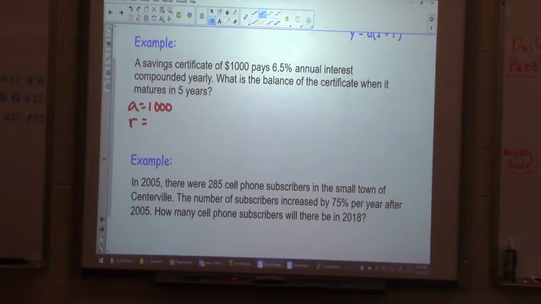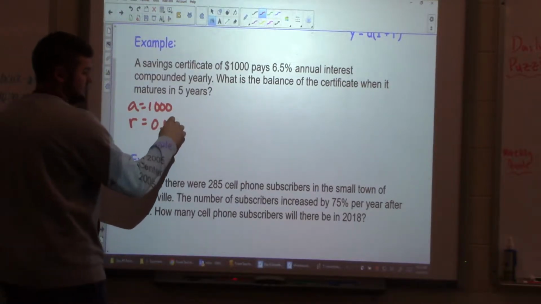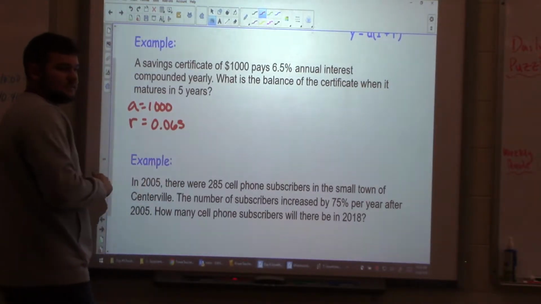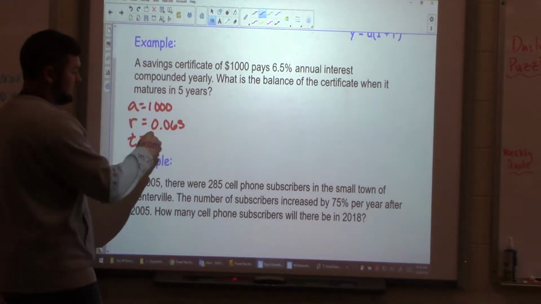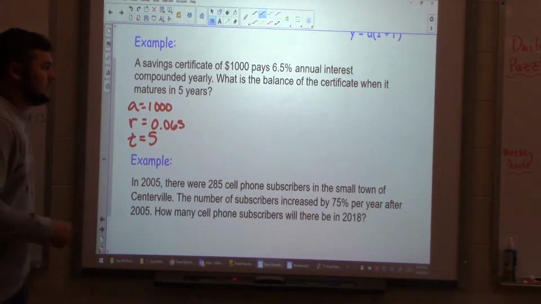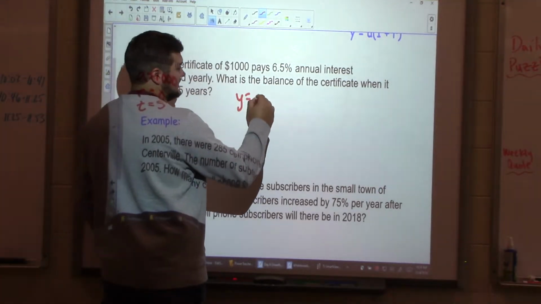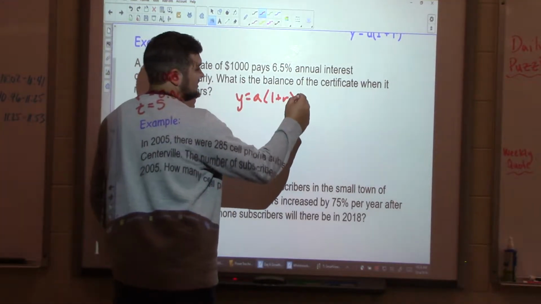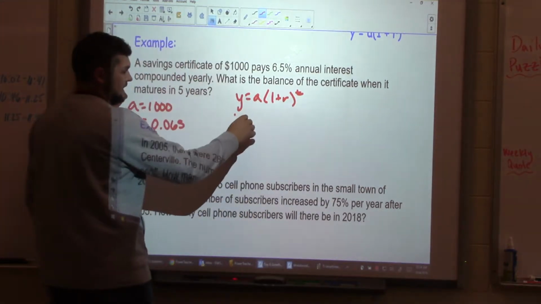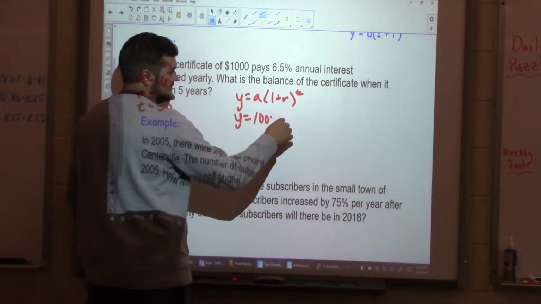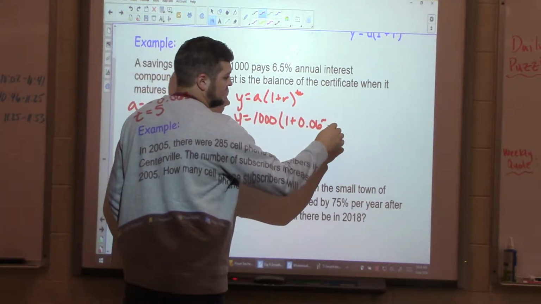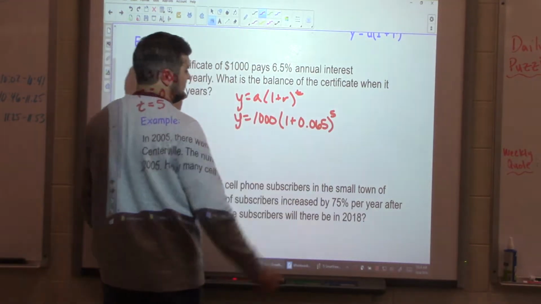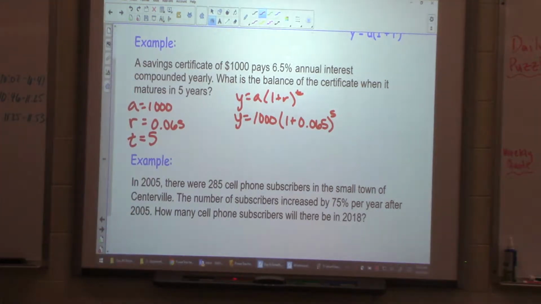6.5%, but as a decimal that would be 0.065, right? We want it as a decimal. And my time period? 5 years. Good. So remember, y equals A times 1 plus r to the t. So y equals 1,000 times 1 plus 0.065 to the 5th power, right? Just plugging that stuff in.